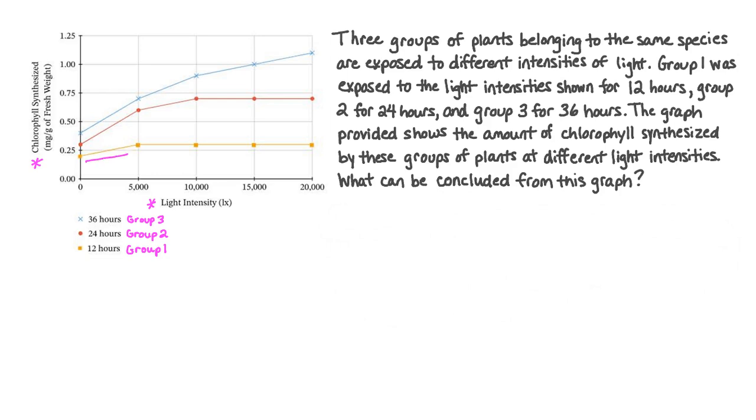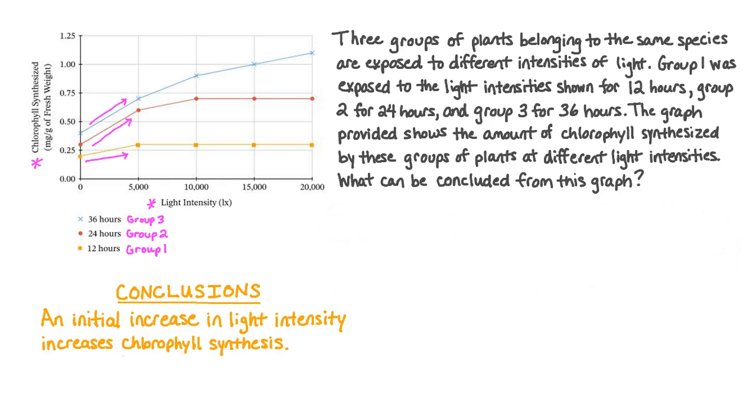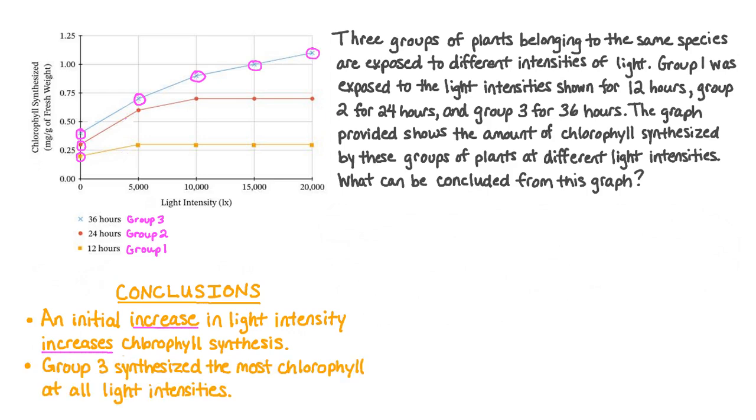We can see that all 3 groups had an increase in chlorophyll synthesis as light intensity increased from 0 to 5,000 lux. And from this we can make a conclusion that an initial increase in light intensity also increases chlorophyll synthesis. We can also see that at 0 lux, Group 3, the 36-hour group, synthesized more chlorophyll than Groups 1 or 2. And this pattern holds true for every light intensity. So, a second conclusion we can make is that Group 3 synthesized the most chlorophyll at every light intensity. We now have enough information to answer the question.